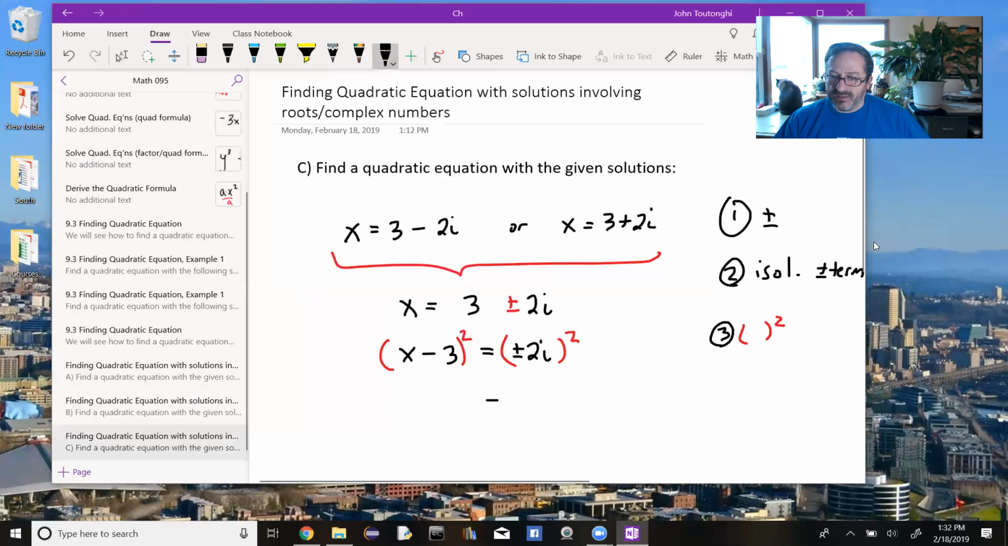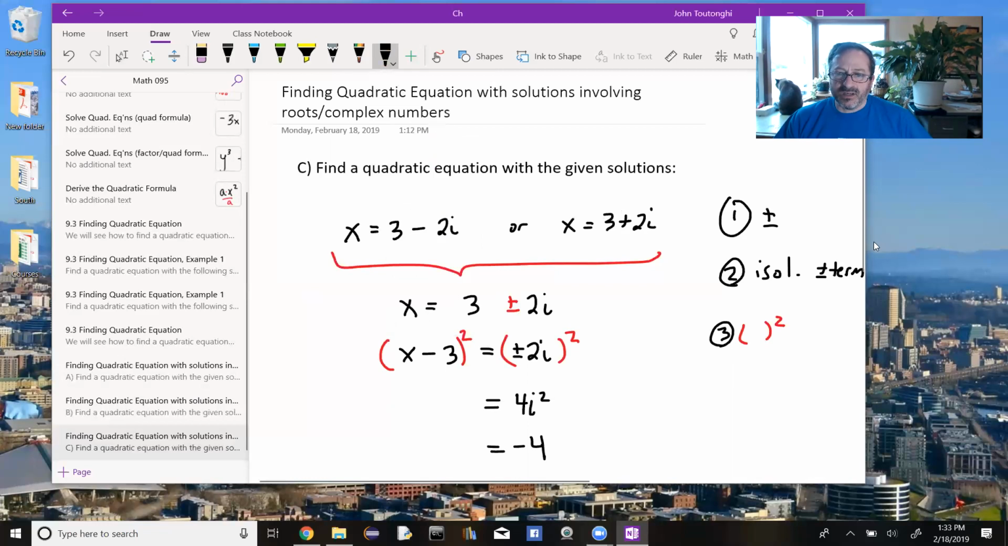Let's do the right side first. Positive and minus squared becomes positive. 2 times 2 is 4. i times i is i squared. That i squared will get replaced with a -1. So this will be -4 on the right side of the equation.